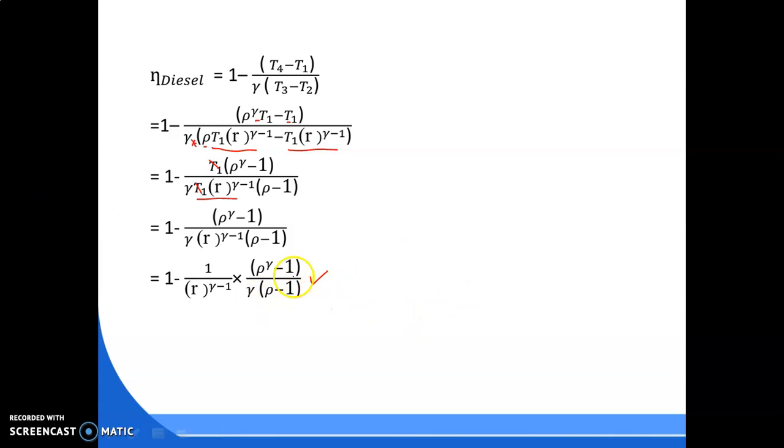So what is your gamma here? Gamma is your ratio of specific heat. Rho is your cutoff ratio. R is your compression ratio. So that is the efficiency of what? That is the efficiency of the diesel engine.